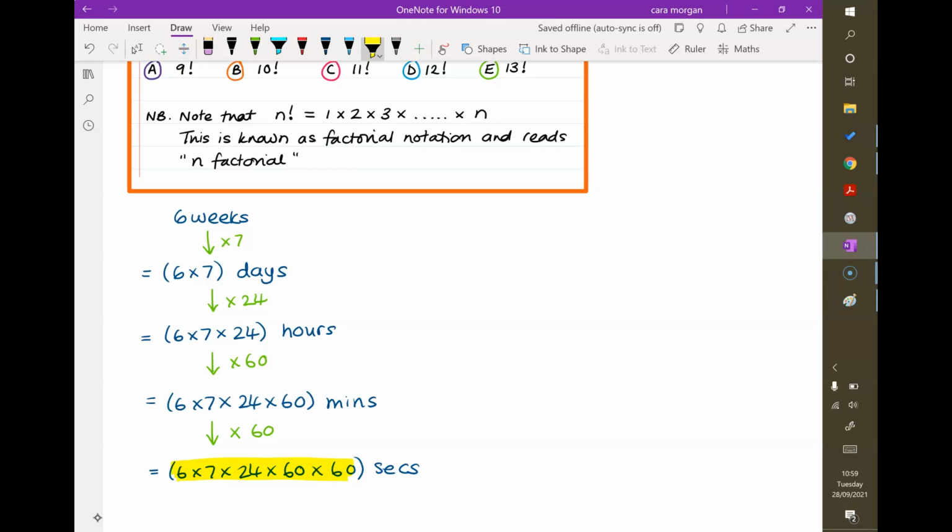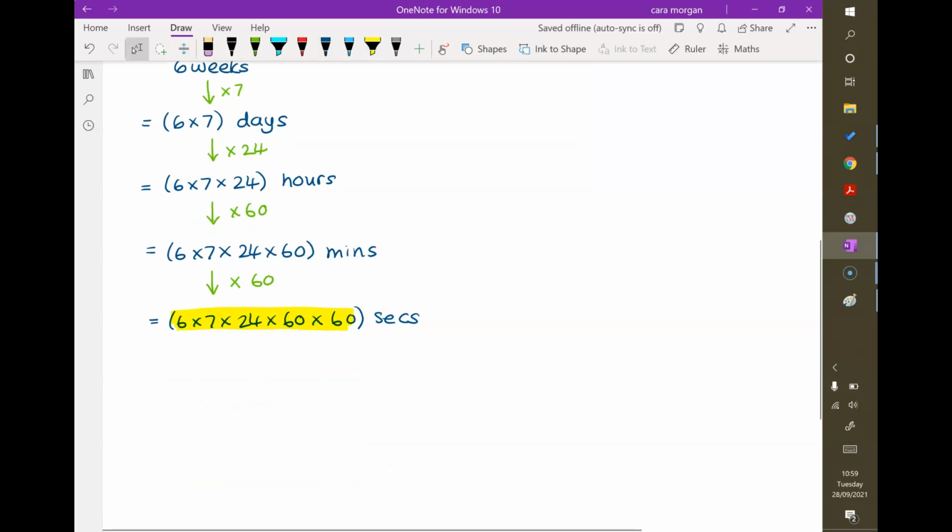Now this gets me quite excited because when I see a product, I think of the fundamental theorem of arithmetic, which says that for every composite number, a number which is not prime, you can always express it as a product of its prime factors. So just because this really excites me, I'm going to do that for every single number I can see.